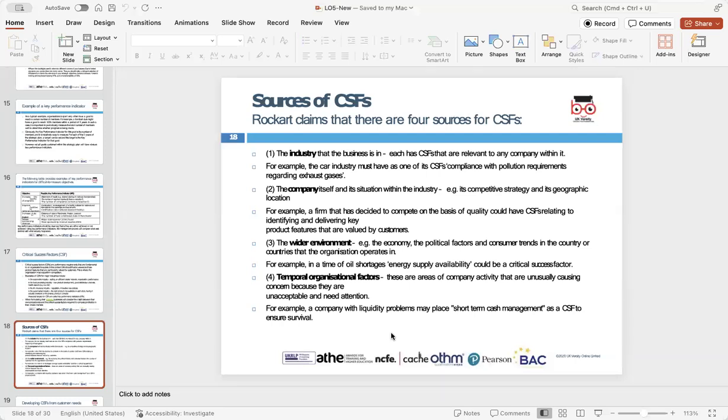Finally, certain temporary issues within a company, such as liquidity problems, can shift priorities. A company may focus on short-term cash management as a CSF, or critical success factor, to ensure its survival in challenging financial circumstances.